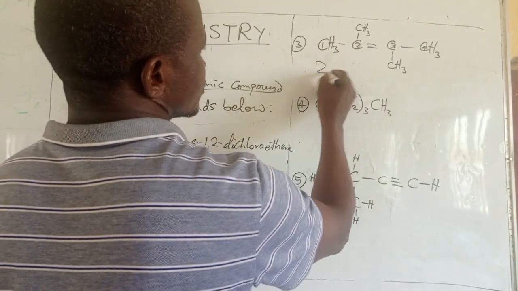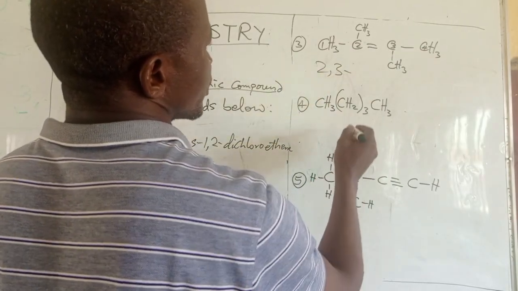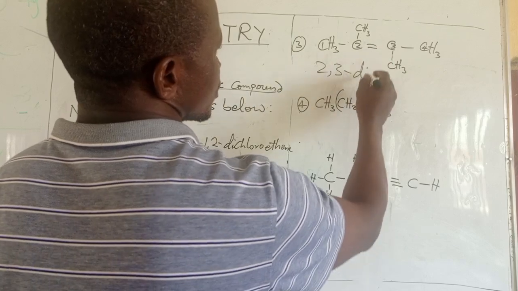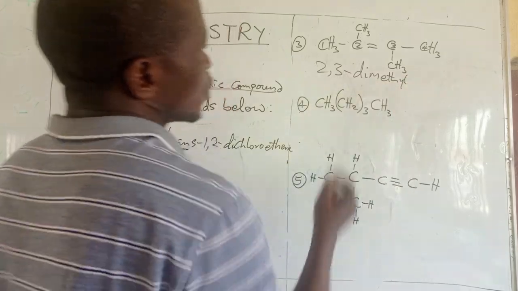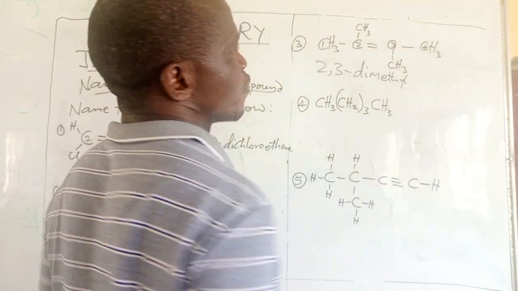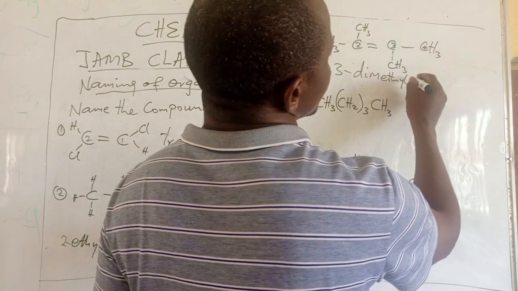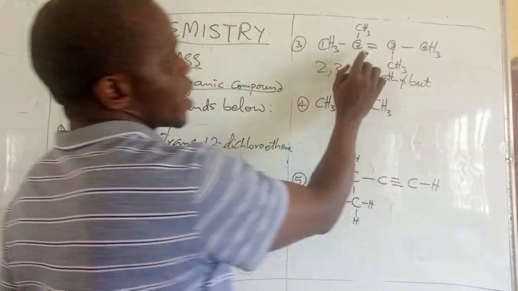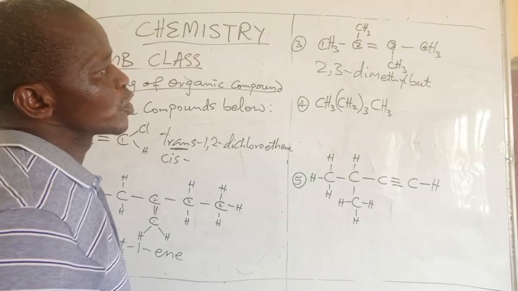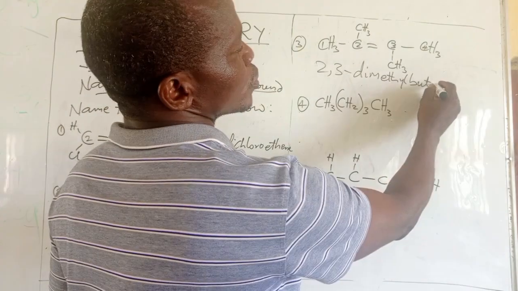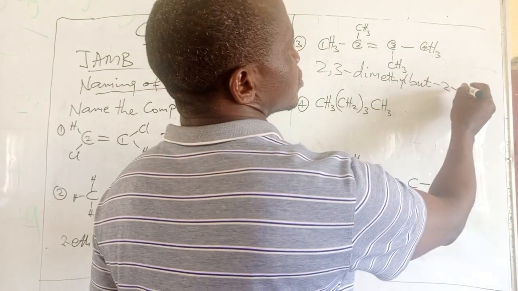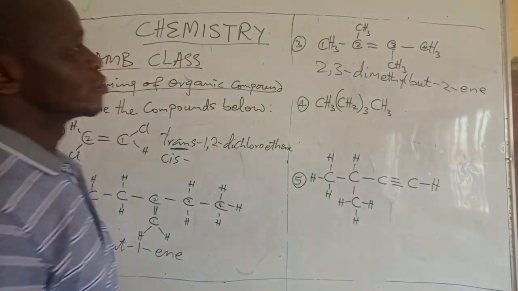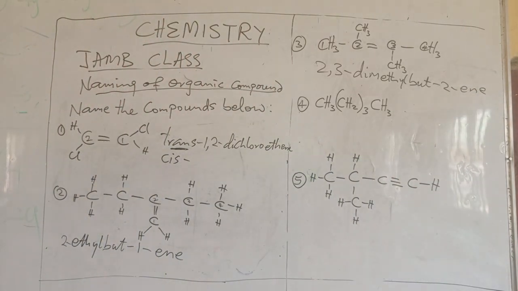2, 3, 2, 3. Di. What's the name? Methyl. What's the root name? 1, 2, 3, 4. 4 is what? But. Where do you have the double bond? Double bond is on carbon 2. What's the name of the double bond? Ene. 2,3-dimethylbut-2-ene. That's the name.